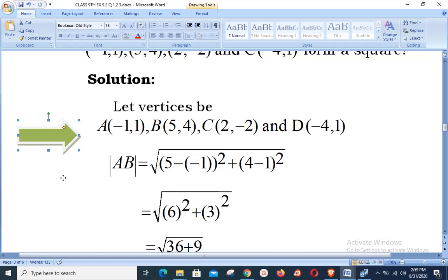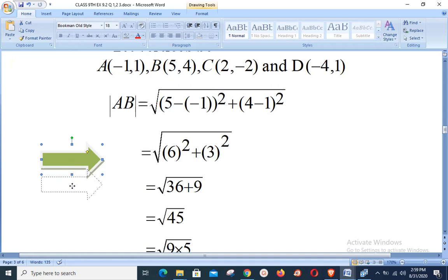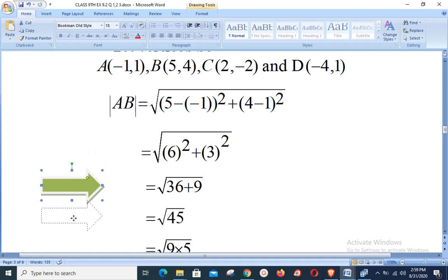We first calculate distance AB using the same distance formula, that is square root of x2 minus x1 whole square plus y2 minus y1 whole square, whole inside the root. According to the values, we have 5 minus into minus 1 whole square plus 4 minus 1 whole square, whole inside the root. That becomes 5 plus 1, that is 6 whole square plus 3 whole square. Square of 6 is 36, whereas square of 3 is 9. So 36 plus 9 gives us inside the root 45.